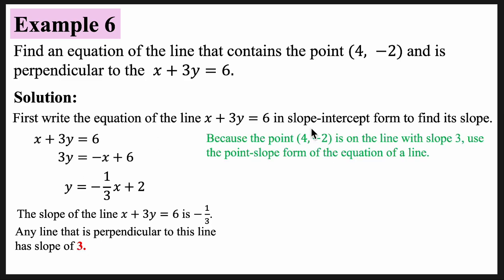Now, because the point (4, -2) is on the line with the slope of 3, we use the point-slope formula, which is y minus y1 equals this. Now, substitute the values. We have our x1, our y1, and then of course the slope is 3 because we're finding the perpendicular line. So if I plug them in, this is what I get. Again, negative and negative makes positive, so you get a y plus 2 on the left-hand side. And of course, on this end, if you distribute, 3 times x is 3x, and 3 times negative 4 is negative 12.